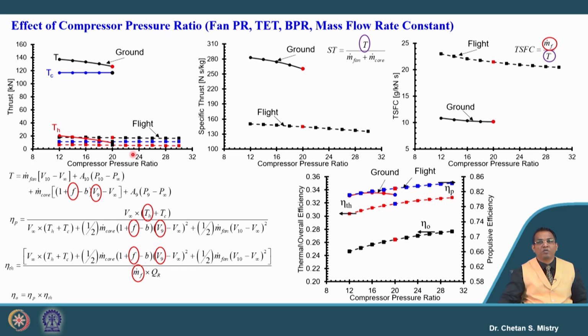Okay. In line with that, this is representing our thermal efficiency and propulsive efficiency. So, we can say for the ground condition, with the increase of compressor pressure ratio, we have an increase of thermal efficiency. Similarly, for the flight condition also, with the increase of compressor pressure ratio, we have an increase of thermal efficiency, even an increase of propulsive efficiency, and overall we can say the overall efficiency also increases with the increase of compressor pressure ratio.